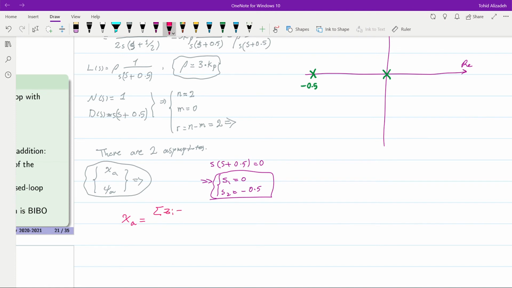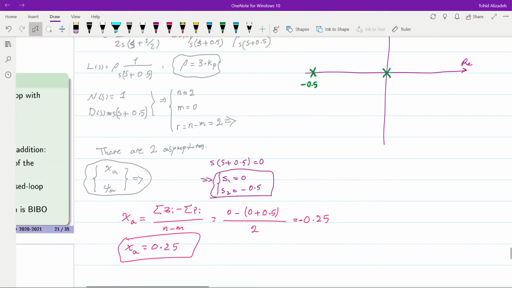XA is the sum of Zi's minus sum of Pi's over N minus M. N minus M is equal to 2. For sum of zeros, we have 0. Minus, for the Pi's, we have one is 0, the other one is 0.5. So therefore, we will have minus 0.25 as the point of abscissa. So XA is equal to minus 0.25.